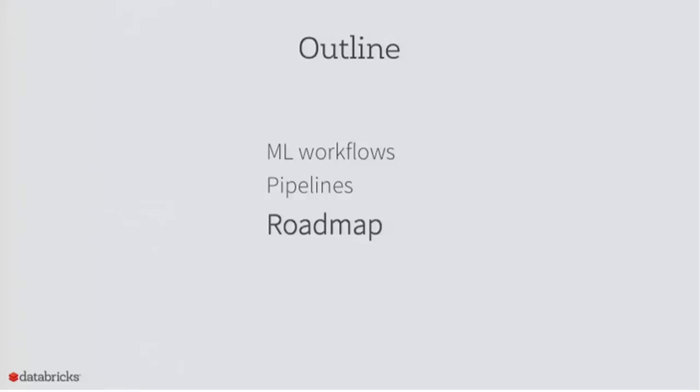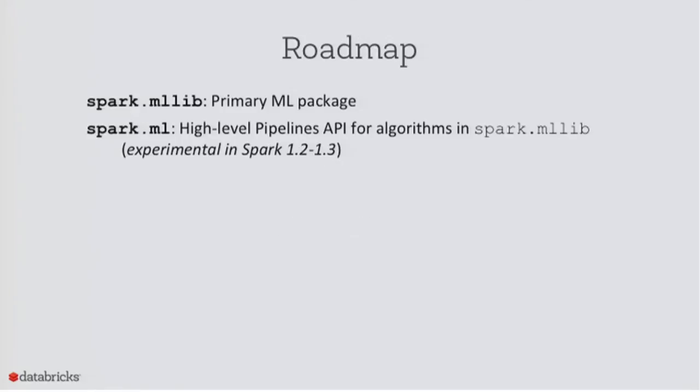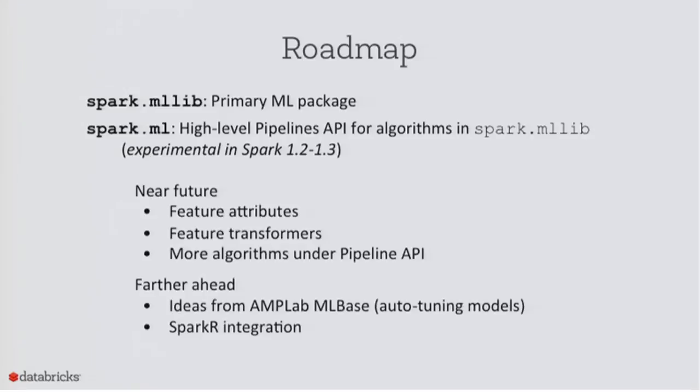And finally, bringing us to the roadmap, I'll mention Spark.mllib is the primary ML package, and it has a somewhat lower level API than I've been talking about. Spark.ml is this higher level pipelines API for the algorithms in MLlib. So it's currently experimental, but growing rapidly. And now's a great time for feedback.